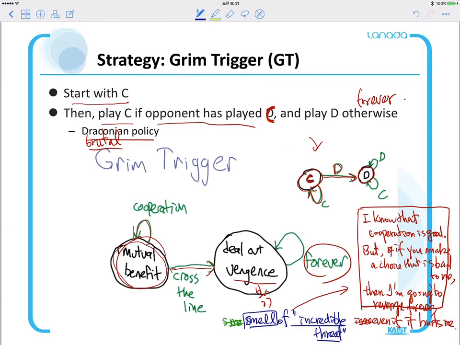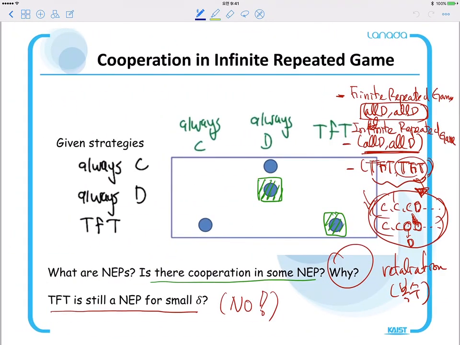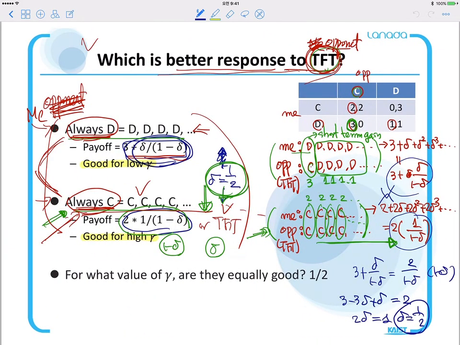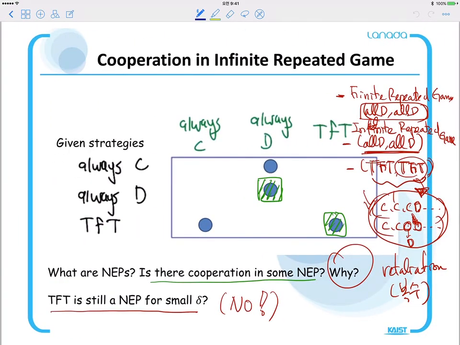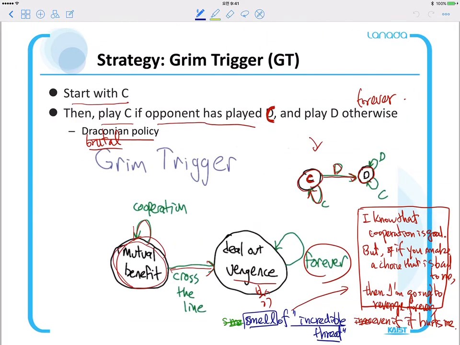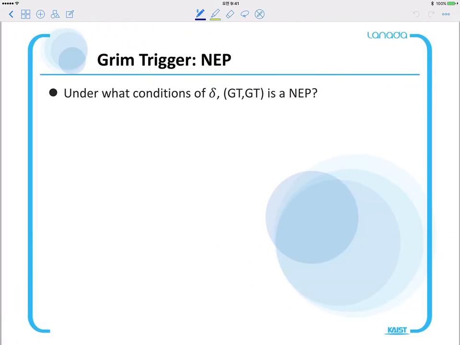So that's the Grim trigger strategy. Let me ask a simple question. Under what conditions of delta is the Grim trigger a Nash equilibrium? We looked at the case where the T4T strategy becomes a Nash equilibrium when delta is larger than 1/2, right? Larger than 1/2, because I have a higher incentive to cooperate when I have a higher value for the future. Now what happens to the Grim trigger strategy? Under which conditions is the Grim trigger a Nash equilibrium?